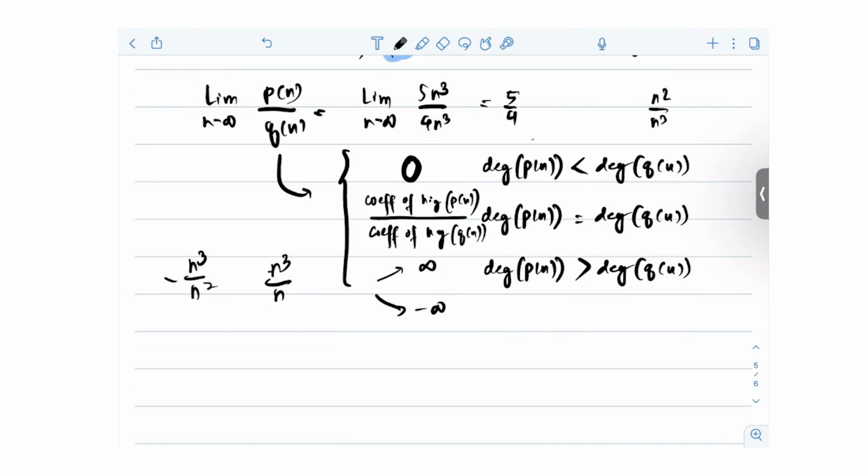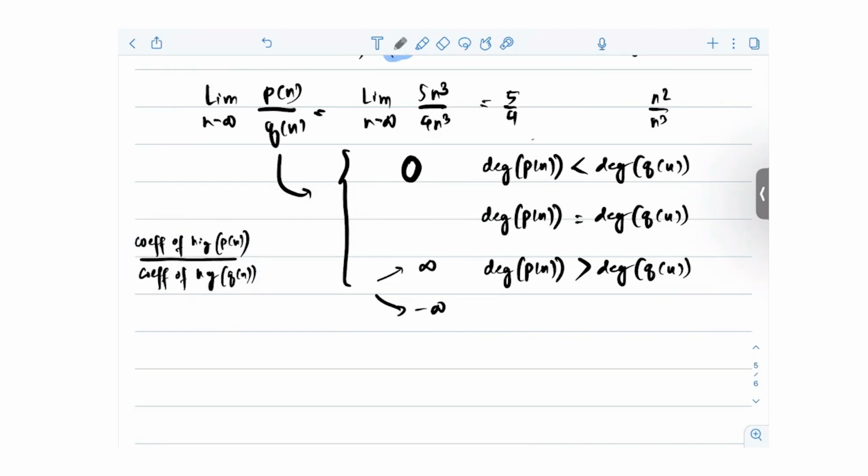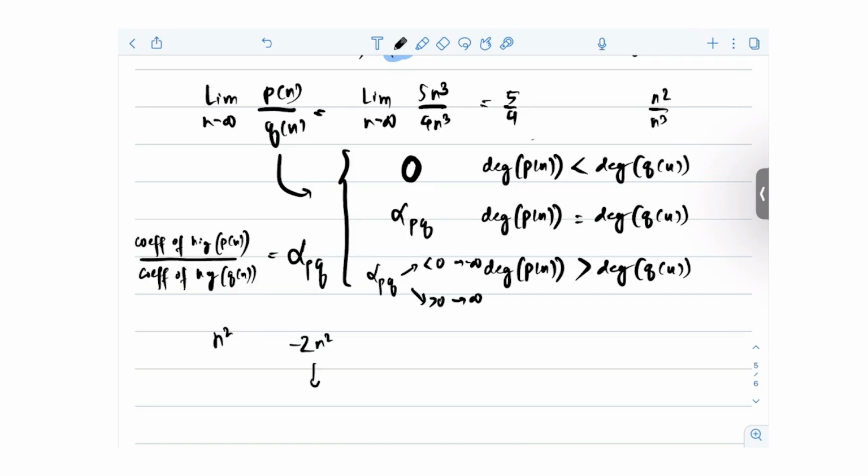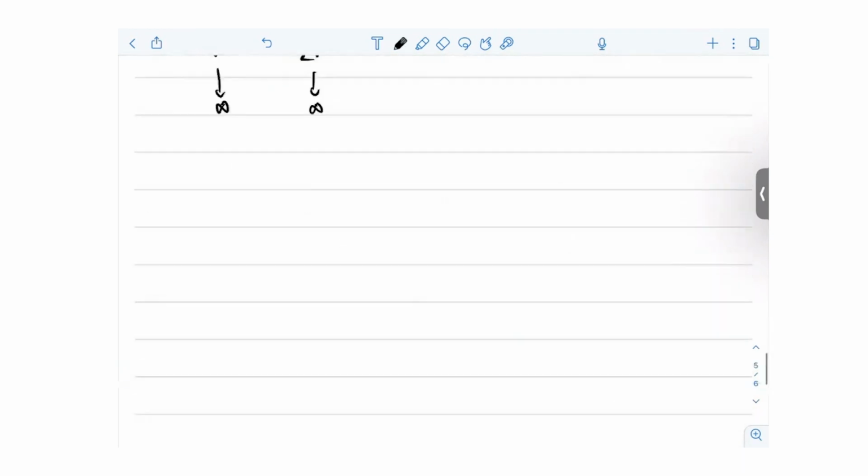Let's call this coefficient alpha pq. In this case, if alpha pq is less than 0, this will go to minus infinity. If alpha pq is greater than 0, it will go to infinity. So it will be like n cube by n square, which goes to infinity, or minus 2n cube by n square, which goes to minus infinity. These are certain known things you need to know.